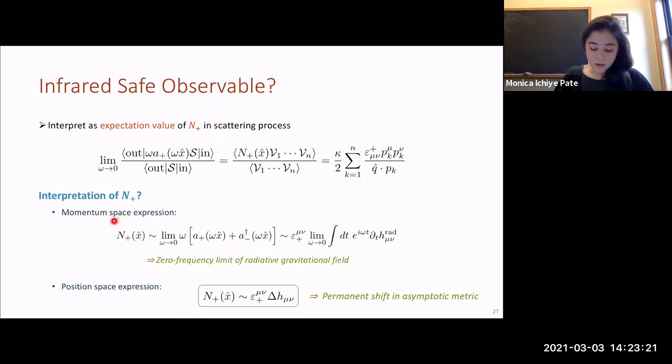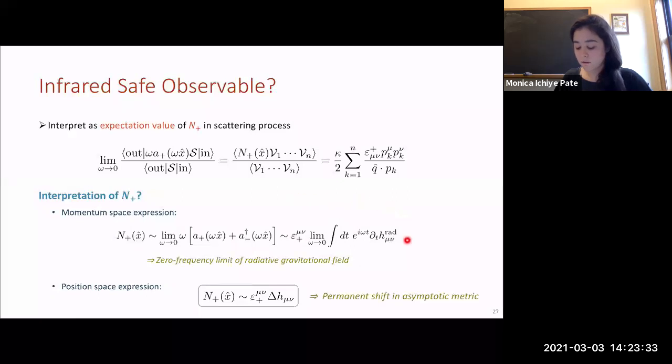So what we had written for it before was in terms of these creation and annihilation operators of zero frequency gravitons. And we could, of course, rewrite it in terms of a field, and it's telling us something about the zero frequency component of the time derivative of the radiative gravitational field. And so we want to interpret this as a nice observable, and said this way, the zero frequency limit of the radiative gravitational field doesn't really sound like it's observable. But that's just poor phrasing.